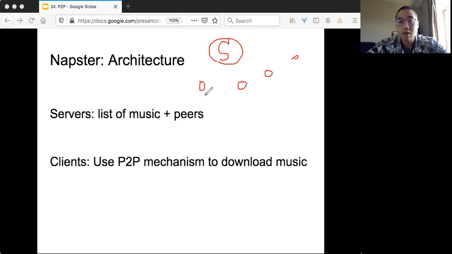For the client, if you want to download something, first you go to the server and say, hey, I want to download music, and suppose the music is stored at peer 2, then you go to peer 2 to download the music. So the concept is very simple, but back then it was actually revolutionary.